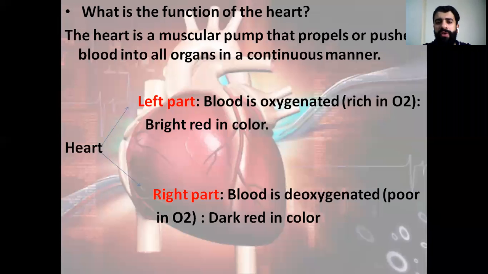What is the function of the heart? And also, what is the heart? The heart is known to be a pump that pushes blood into all the organs in our body. This pump doesn't stop. It continues pumping, propelling and pushing all the blood to the different organs in a continuous manner. So the heart is classified as a muscular pump. It pumps blood to all different organs in a continuous manner.